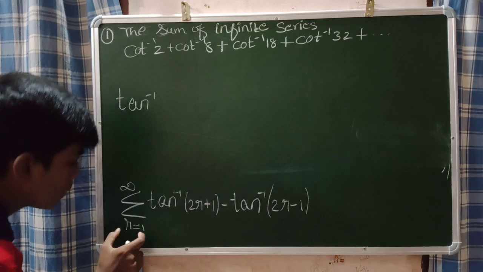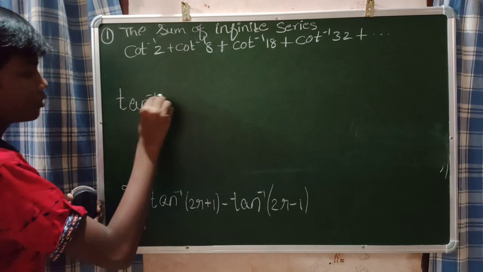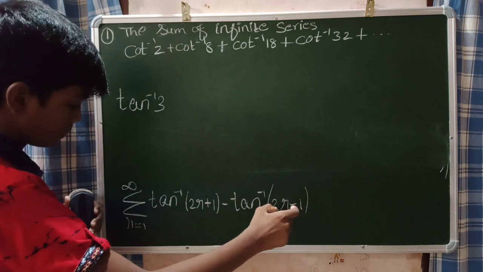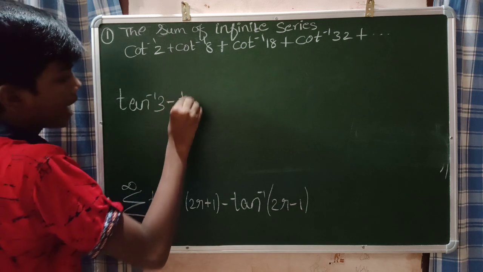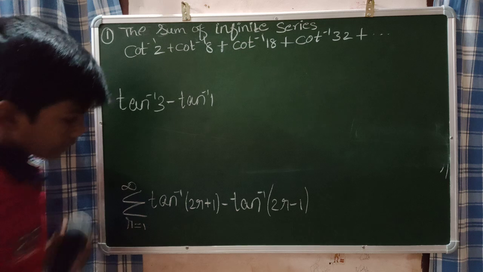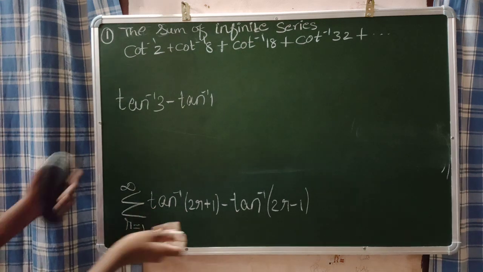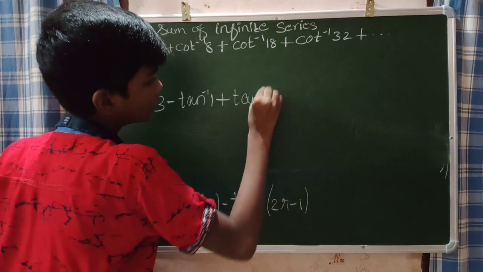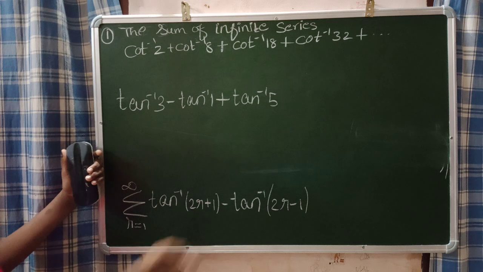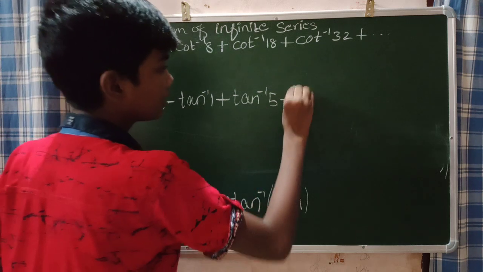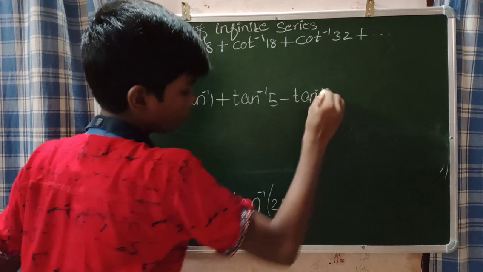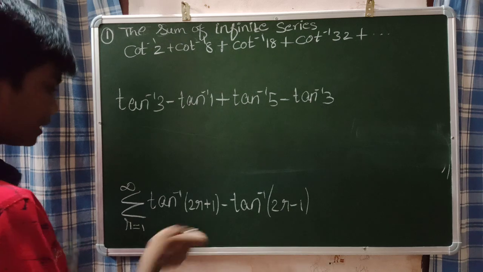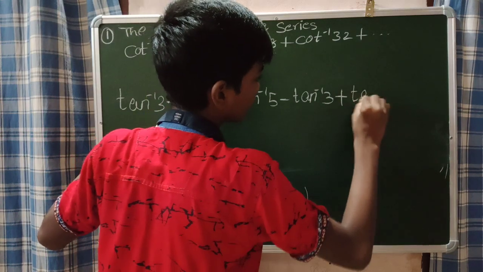Tan inverse of, when you put r as 1, 2 into 1 plus 3, is tan inverse of 3 minus tan inverse of, when you put r as 1, 2 into 1 minus 1, that is tan inverse of 1. Next, when you put r as 2, you will get tan inverse of 5, because 2 into 2, 4, plus 1 is 5, minus tan inverse of 3. Next, when you put r as 3, you will get tan inverse of 7.